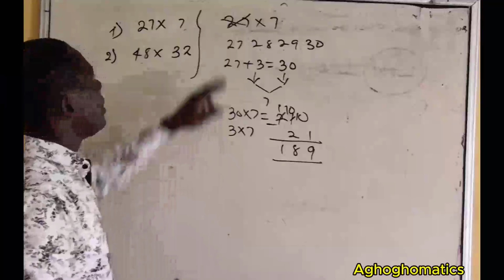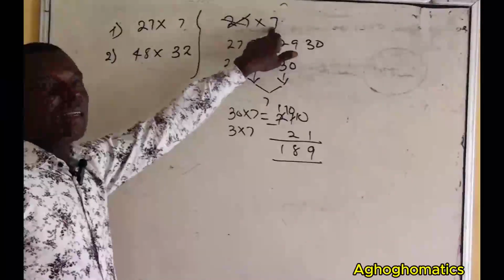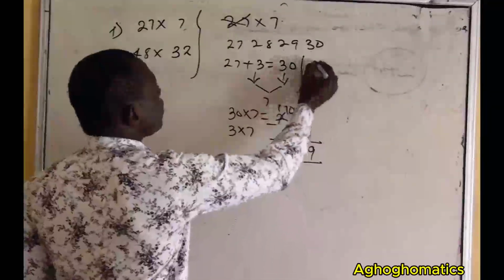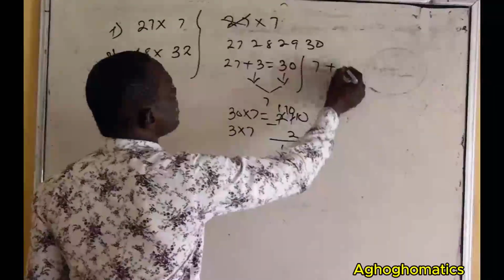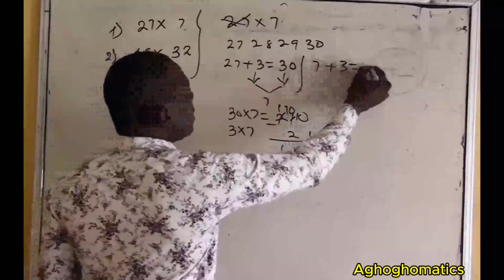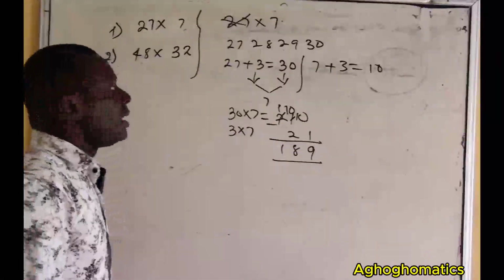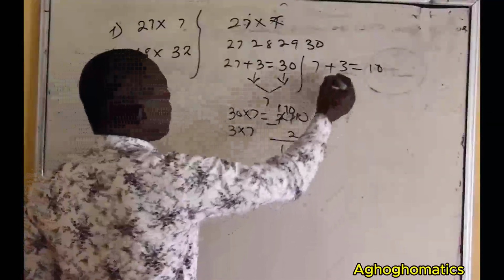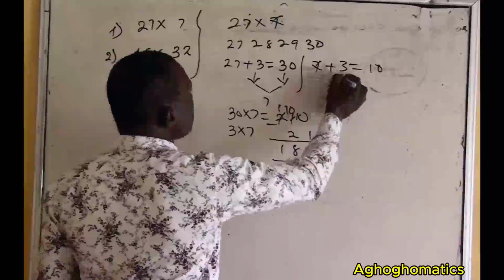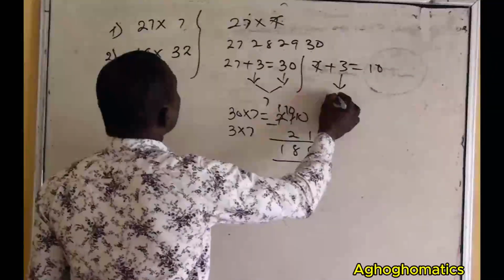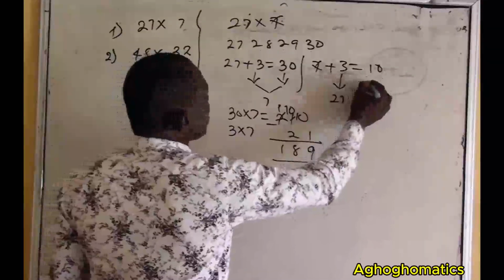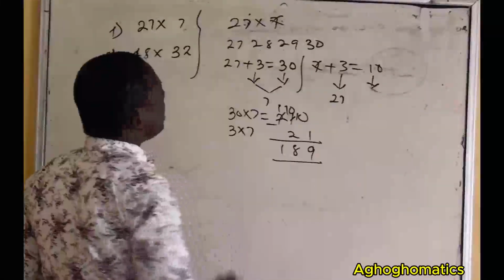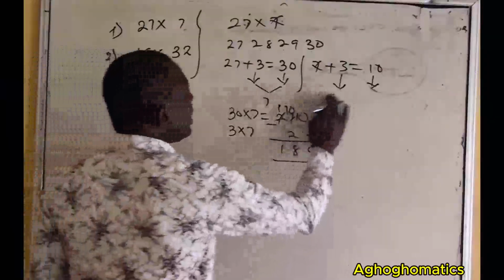But we can also do the reverse. Maybe we decide that, okay, let's use 7. So 7 plus what will make it a multiple of 10? 7 plus 3 will make it 10. In this case, we will no longer use 7. So what we're going to use now is this 3 and 27, as well as the 10. Let's link them together.